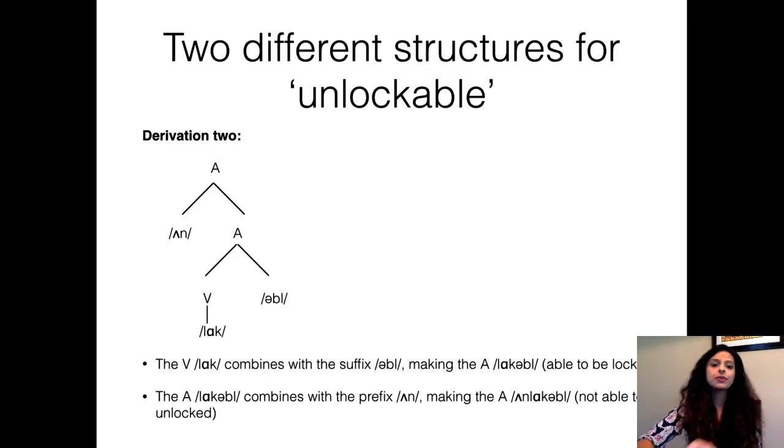So what I want you to do is I want you to try to do the two different ambiguous structures for unlockable at home and try to understand the rules that we've looked at with morphology and try to draw these two different kinds of tree structures with respect to the two structures of unlockable.